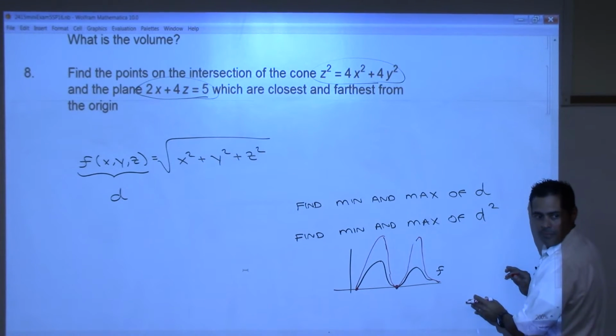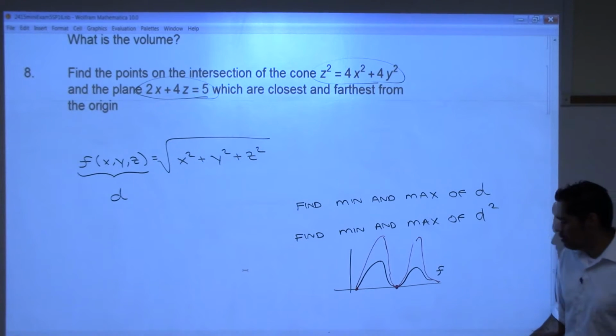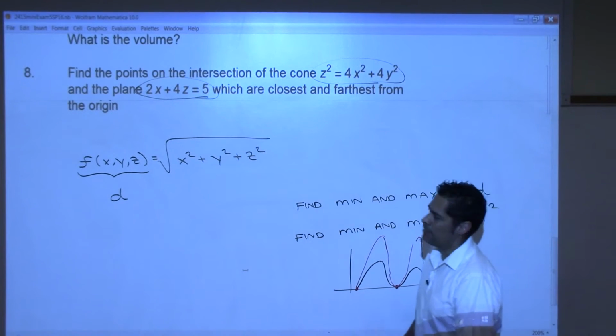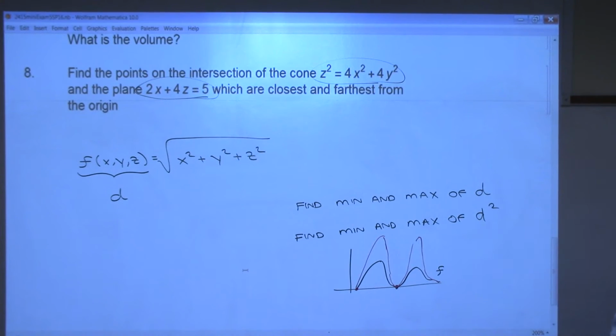All right? That's the key to that problem. Now, it can be done without that, but the problem is much easier this way. So I recommend, if you want, you don't have to, go back and do that problem, do d squared.